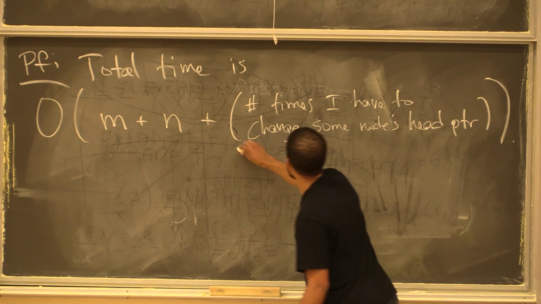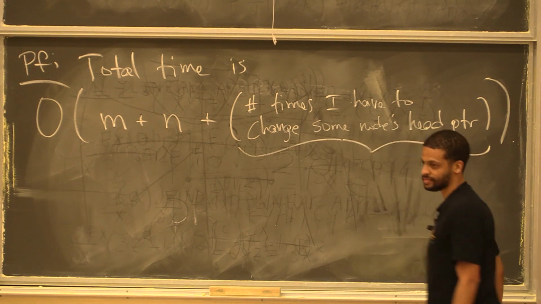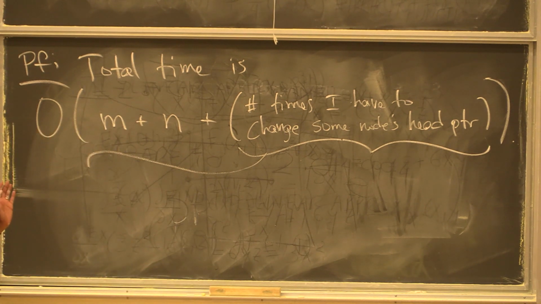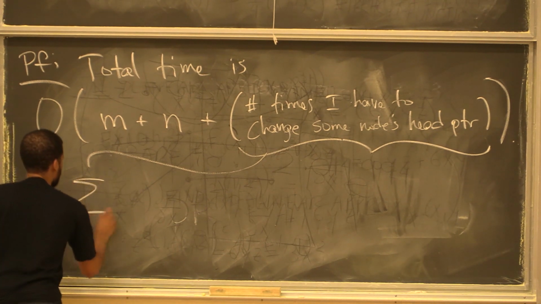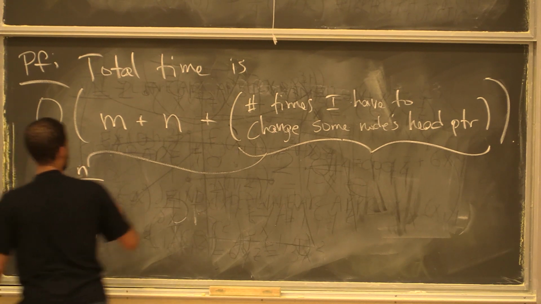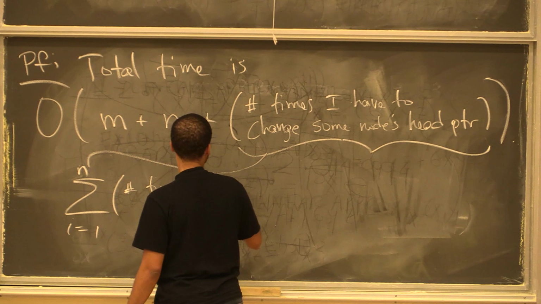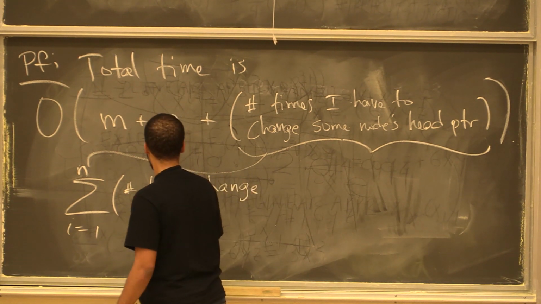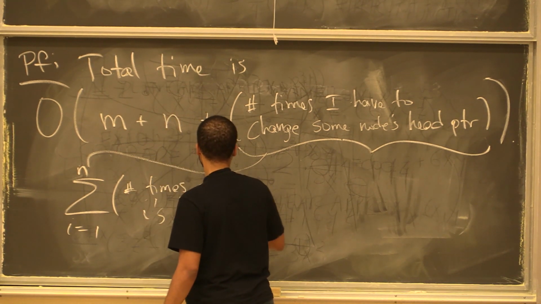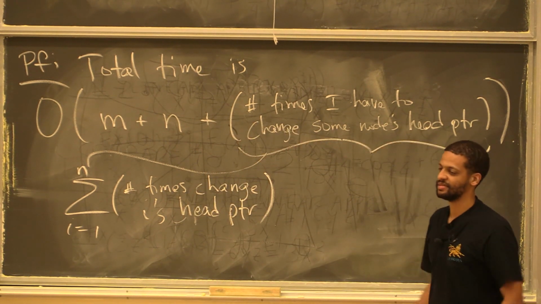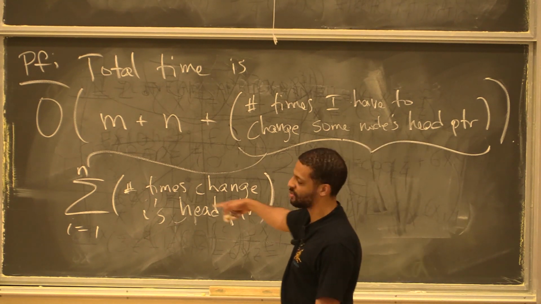So let's zoom in on this thing. Let's just do some accounting and break it up into summing over whose head pointer I changed. So this is the sum over all i from 1 to n of the number of times we changed i's head pointer. Every time we change a head pointer, we're changing someone's head pointer, so that change is getting counted for some i here.